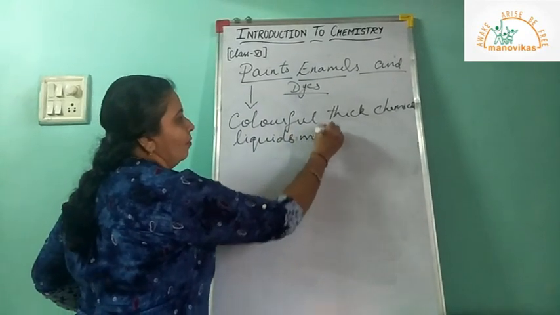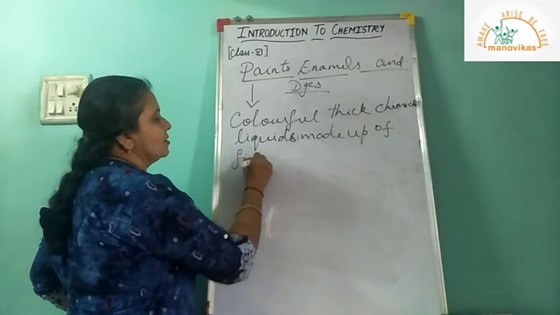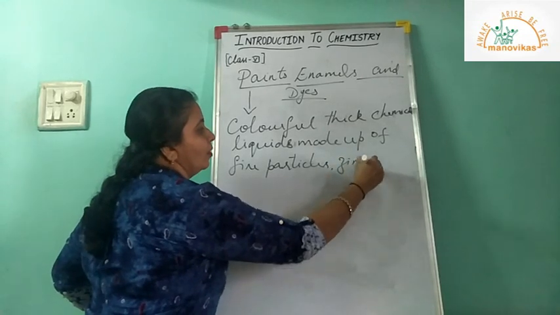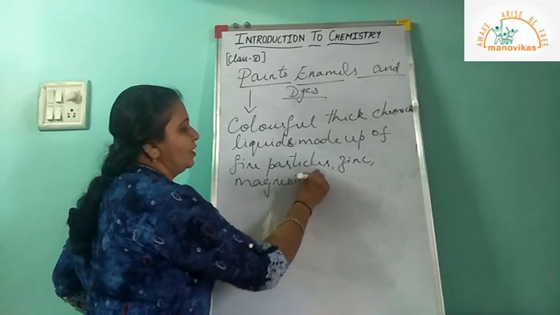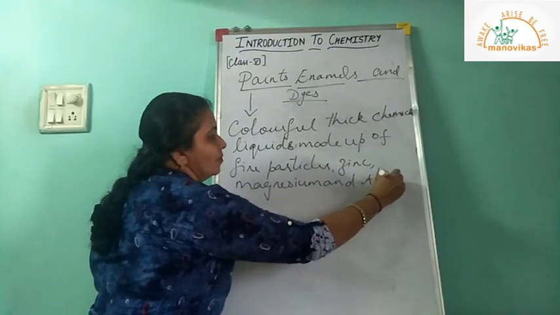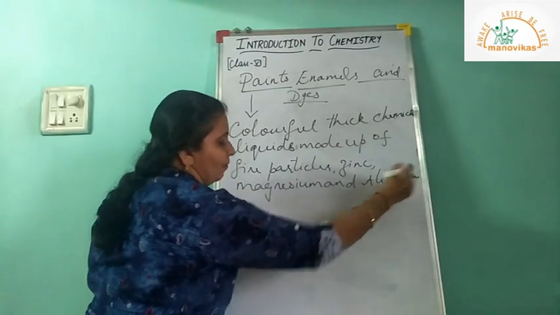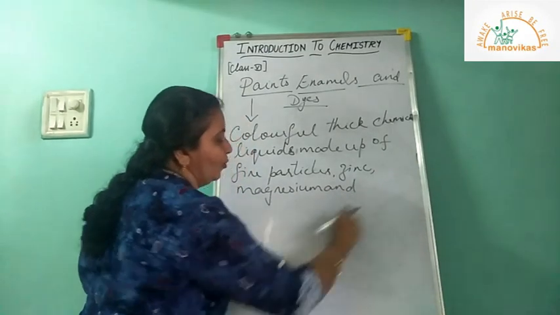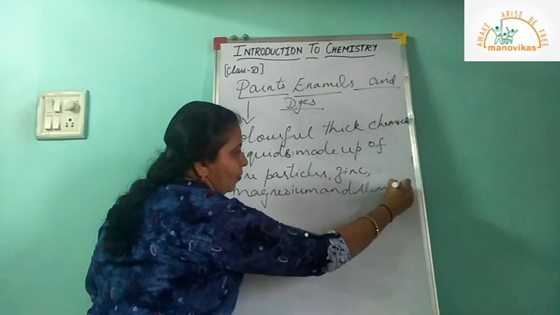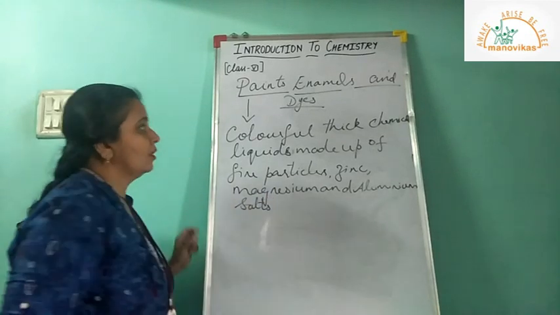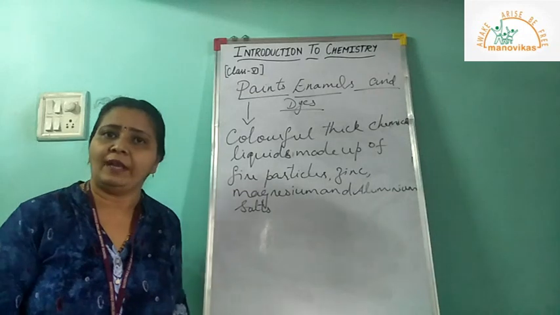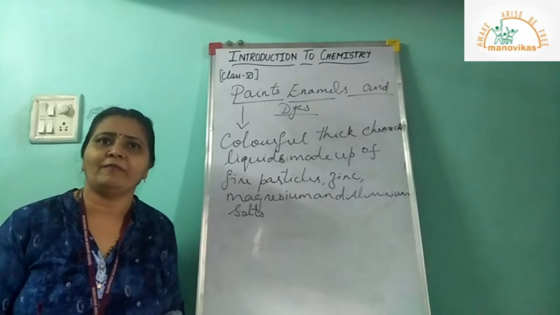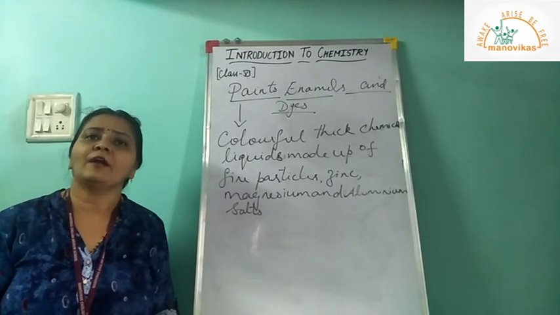Made up of fine particles of zinc, magnesium, and aluminium salts. So, paints are colorful, thick chemical liquids made up of fine particles of zinc, magnesium, and aluminium salts. Based on the type of solvent, they have been divided into water-based and oil-based.